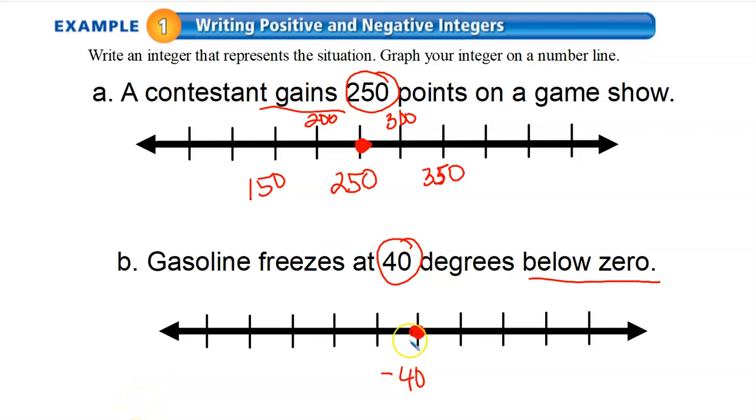So let's say we count by tens for this graph, and I put negative 50 over here and negative 60 here. That makes this negative 30, and then over here is negative 20. So I have 5 numbers on my number line, and I put a closed circle at negative 40. That's how I graph an integer on a number line.